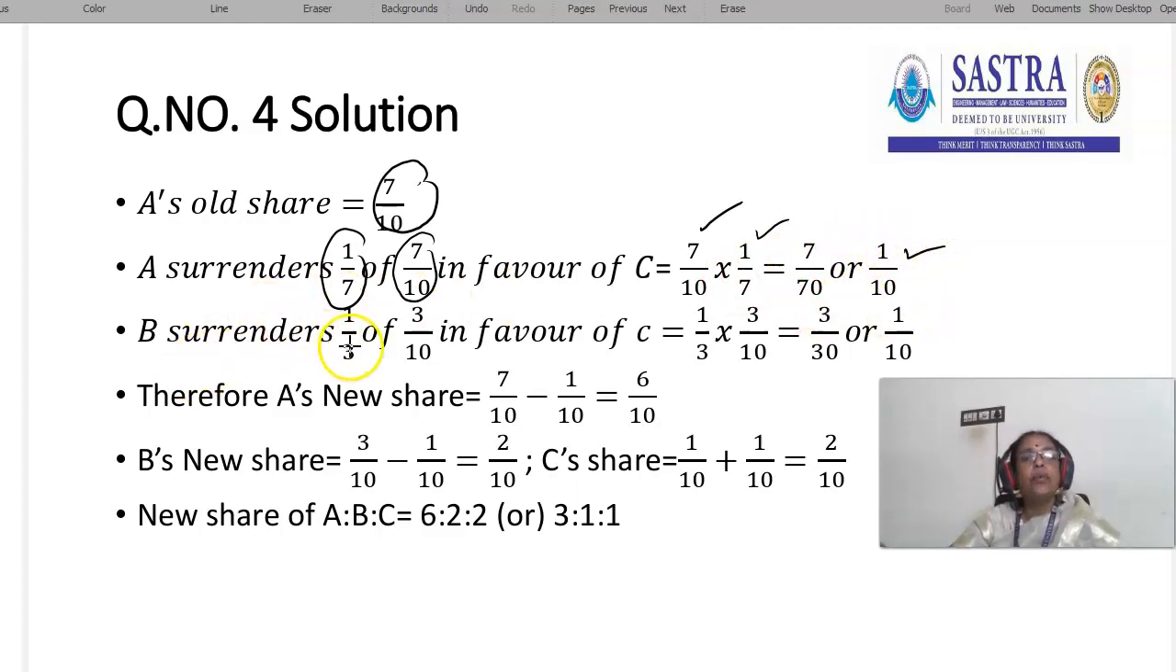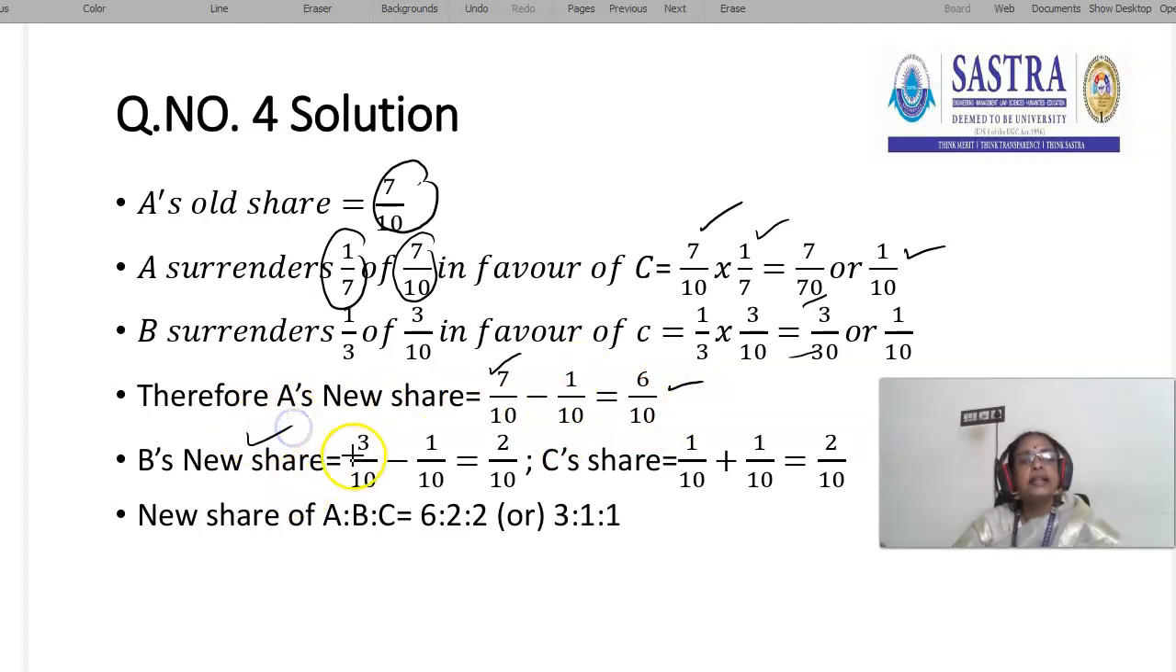B surrenders 1/3 of 3 by 10 in favor of C. 1 by 3 into 3 by 10 is equal to 3 by 30. If we simplify, we will get 1 by 10. Therefore, A's old share is 7 by 10. He sacrificed 1 by 10. So, the new share is 6 by 10.